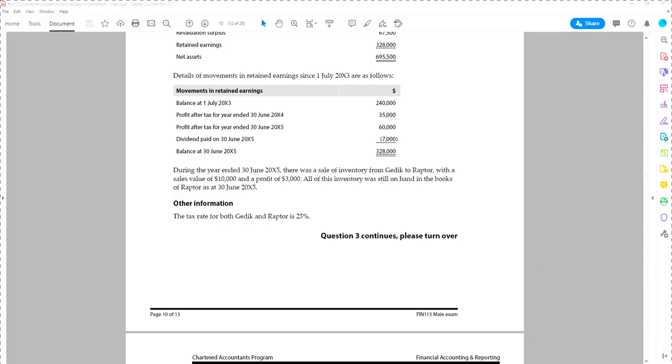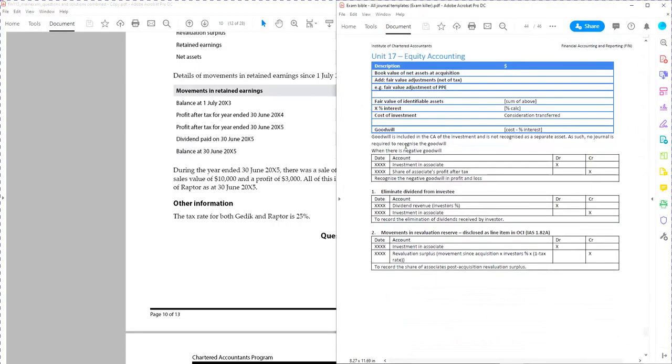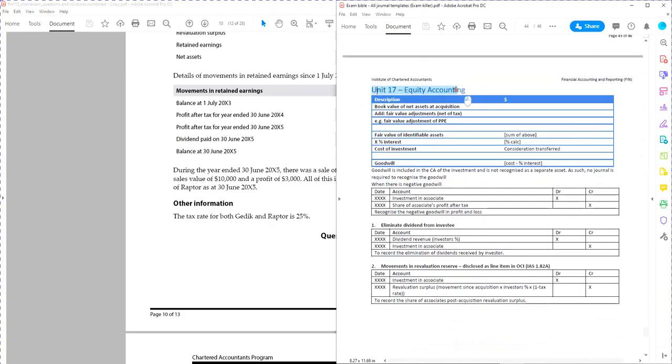Generally, as a first step, I would open up your journal templates in your notes and go straight to Unit 17, Equity Accounting. This tells us exactly what we have to do. I mentioned before that this is all just recording the asset as a single line, as opposed to including all of the balance sheet and all of the revenue consolidated as you do when you own a majority interest. You just include a single line, which is your cost of investment, your goodwill in your investment.